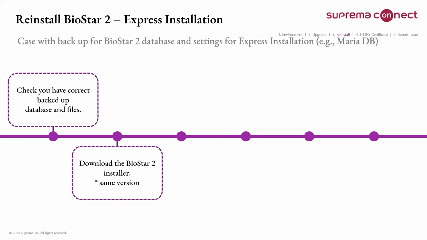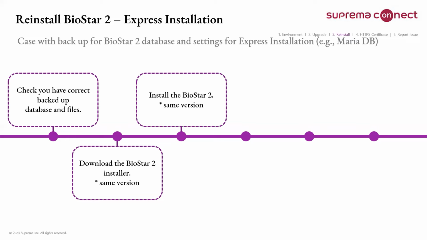Download the BioStar 2 installer. At this time, you must use the same version of BioStar 2 as the version in which the database you have was backed up. For example, if you have a backup database in BioStar 2 version 2.8.5, you must download the BioStar 2 version 2.8.5 installer, not the version 2.8.10 installer.